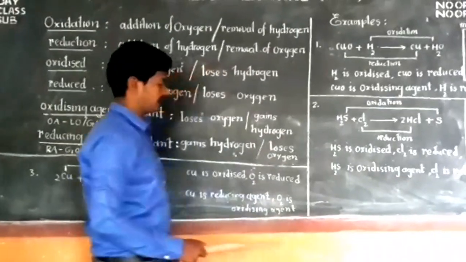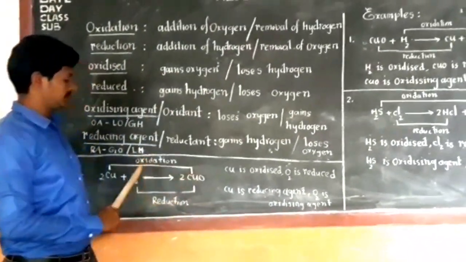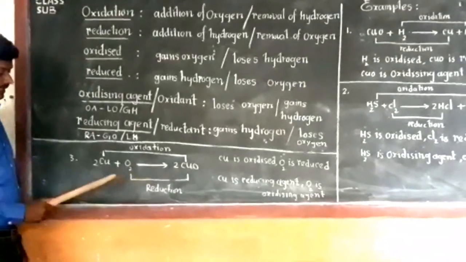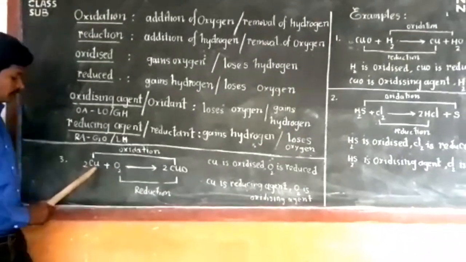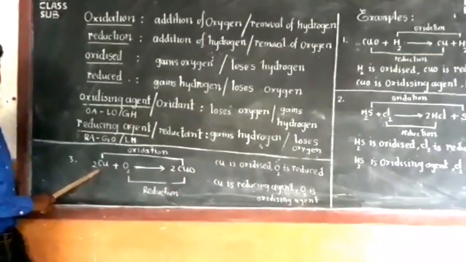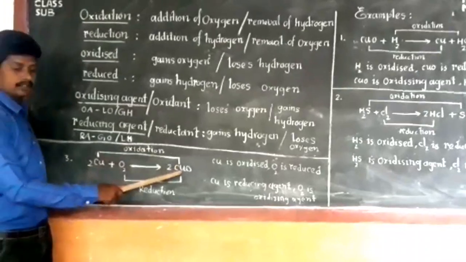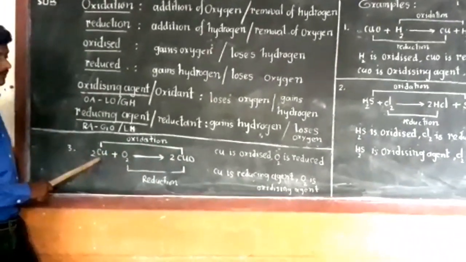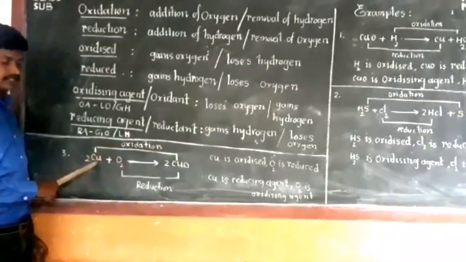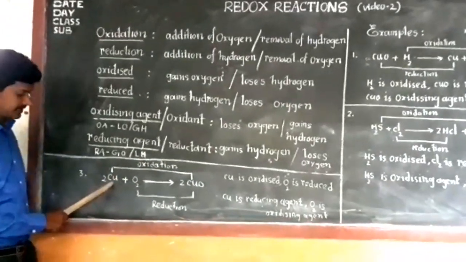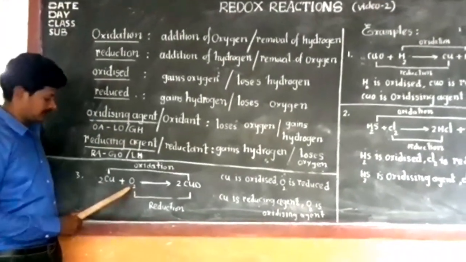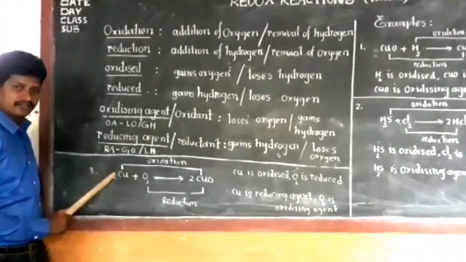Next, move on to the third chemical equation. The third redox reaction is Cu plus O2 gives 2CuO. So in this redox reaction, what are the reactants? Copper and oxygen. Product is CuO. So copper on the reactant side changes into CuO. So copper gains oxygen and forms copper oxide. So it is an oxidation reaction. As copper gains oxygen, it is said to be oxidized. Copper is oxidized, which means it is a reducing agent.